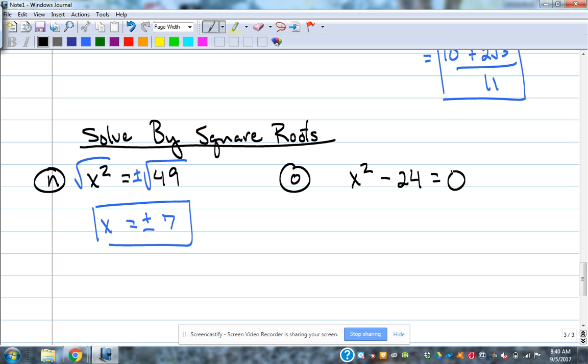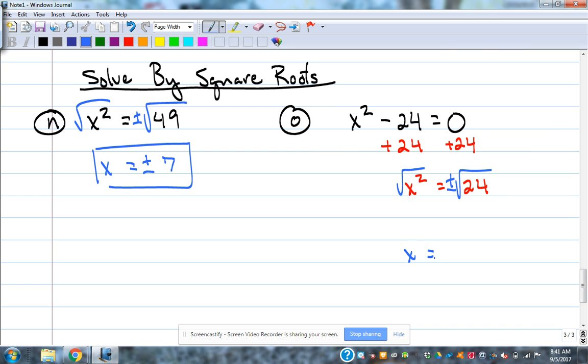Here's one that's kind of similar, but it needs something done to it first. If we're going to solve it by square roots, what do we want by itself? The x squared, right? If we were going to do factoring, remember, factoring we've got to get equal to 0. If we're solving by square roots, we want x squared by itself. So we're going to move that 24 by doing what? Adding it to the other side. And now I can take the square roots. Plus or minus on the side with a number.